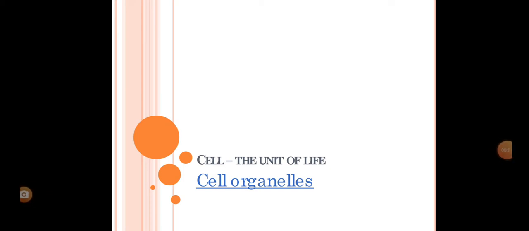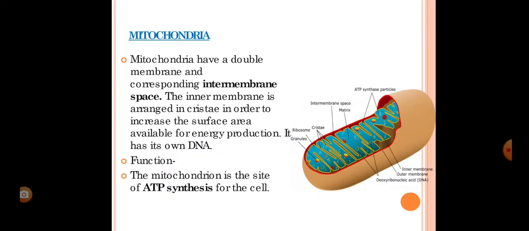So our video today is about the cell organelles. In our previous class we discussed the structure of the cell, and today we will discuss the structure and function of the cell organelles. The cell organelles are present inside the cytoplasm. There are different cell organelles, and today we will discuss some of them.